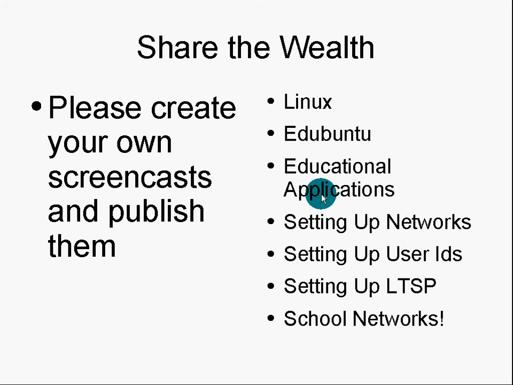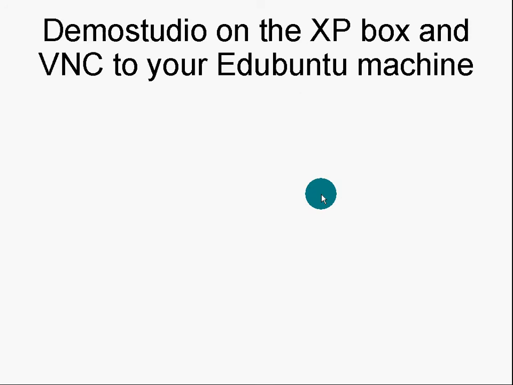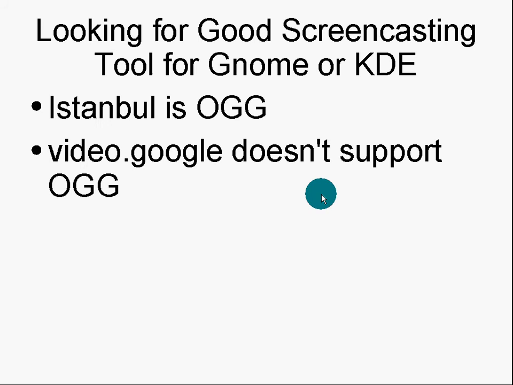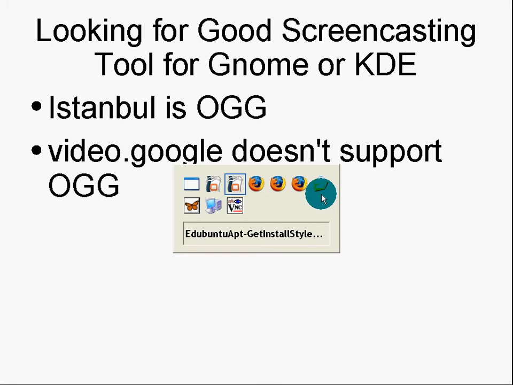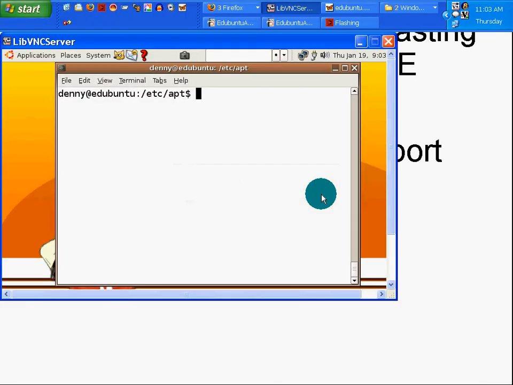Let's VNC over into Edubuntu, which is another machine running on my network right now. I'm using XP to record this because at this time there's not much in the way of screencasting tools for Linux, and Istanbul, which is a GNOME product that does screencasting, only produces OGG Theora, which doesn't make it very easy for Google Video to produce or publish for us. So again, let's VNC into our environment, and you can see I've already started it up.